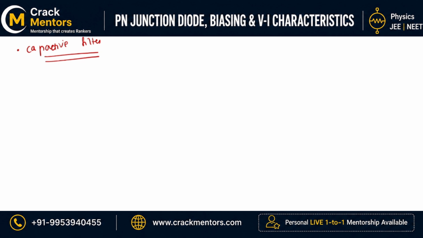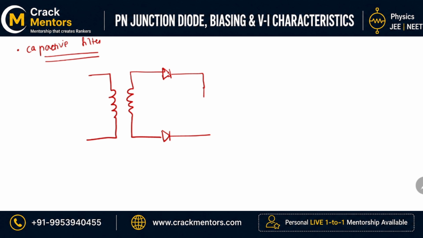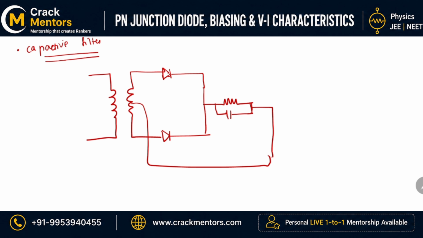So what you have to do instead of this is take the transformer. This is my transformer, and this is my household circuit, let us say. This is my diode, and this is my resistor. Across the resistor place a capacitor. Mind it very clearly: across the resistor you have to place a capacitor. And yes, the circuit is now done.